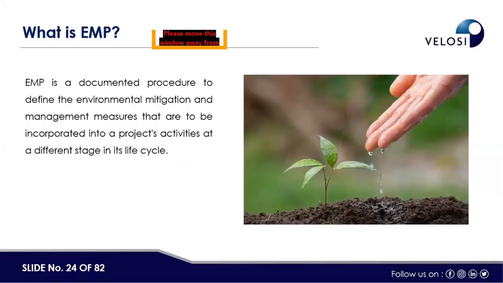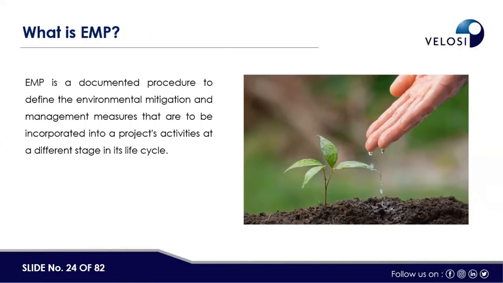So I will start with the EMP. What is an EMP, Environmental Management Plan? Basically, it is a documented procedure in which we identify the environmental mitigation measures so that they can be incorporated in the life cycle of the project. First of all, we have to identify the environmental impacts, and then accordingly mention mitigation measures. Along with this, we have to identify the management system requirements as well, that is, who is responsible for what, and what the responsibility of the engineers, the project managers, the employees and the subcontractors is. We also have to identify the monitoring requirements.